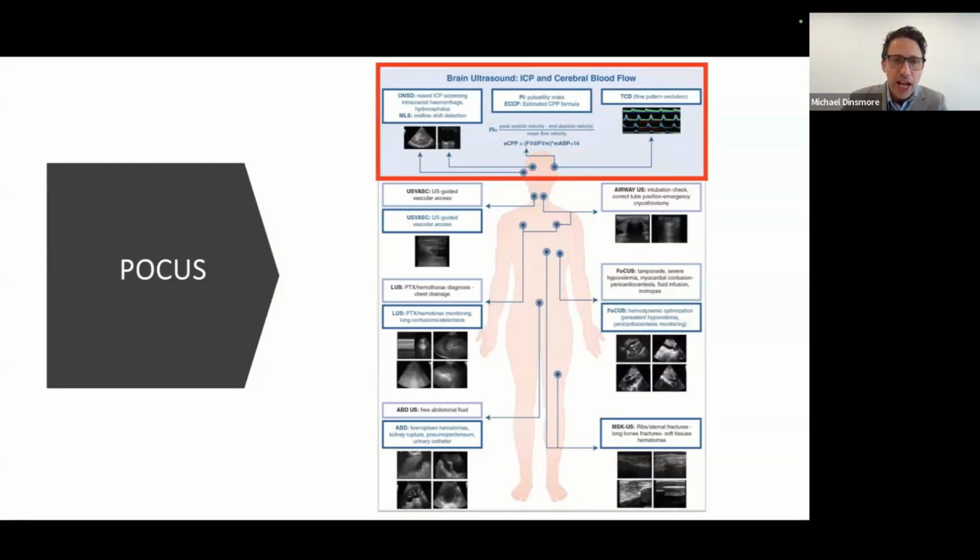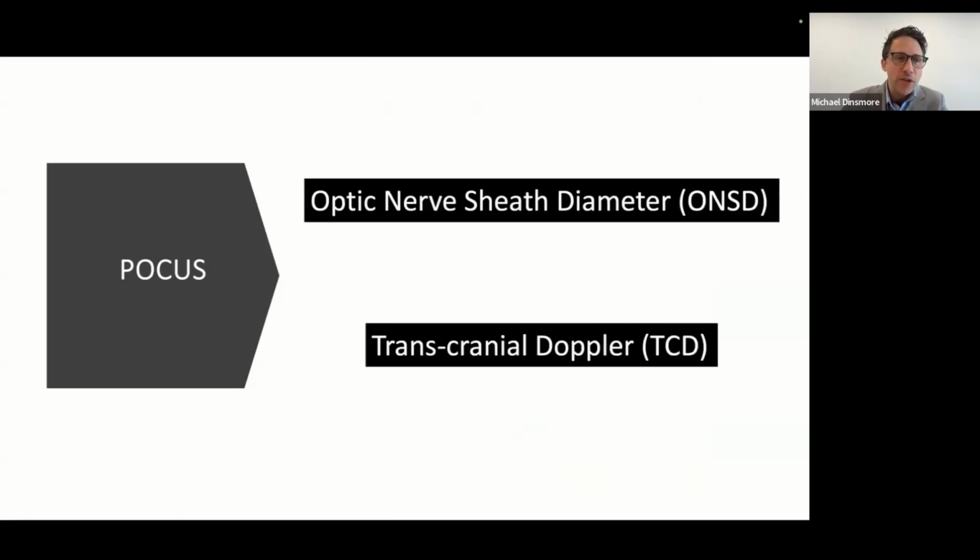Okay, so today I wanted to highlight two modalities, one being using transorbital ultrasonography for looking at the optic nerve sheath diameter, kind of as a surrogate for increased ICP. And the second modality that I want to highlight is using ultrasound to look at cerebral flow or cerebral hemodynamics.